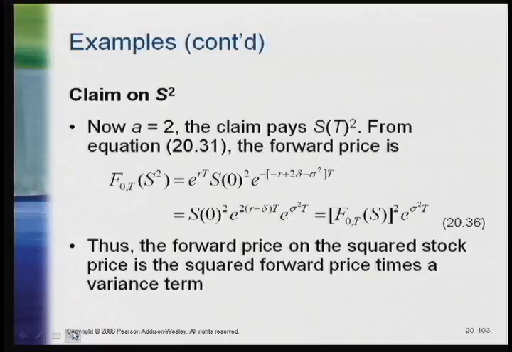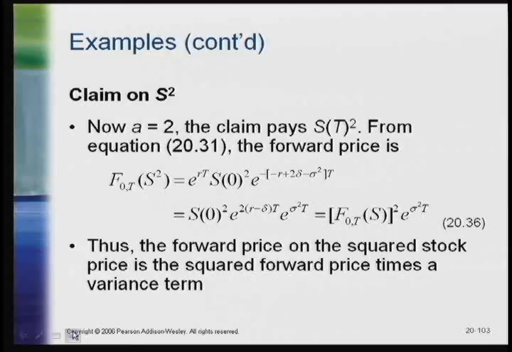Now if we go back to S squared, which is the first non-trivial application of this result, so A is 2, what is the forward price for a contract which promises to pay S squared, whatever the stock price is, the square of that stock price at time t. And here we have e to the RT, and we just plug in the formula with A equal 2.